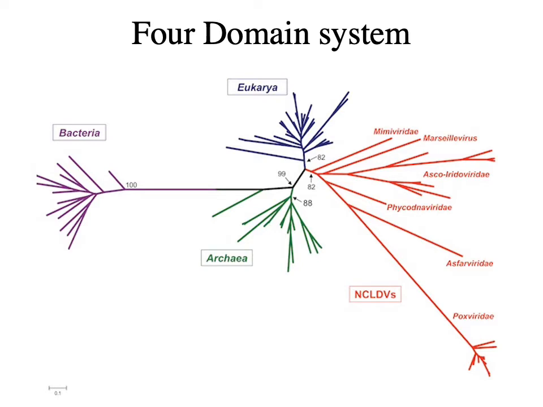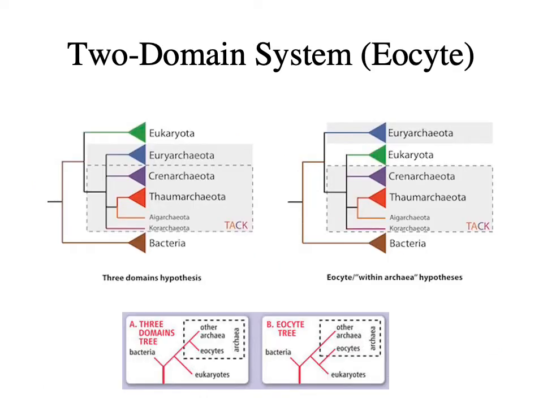This is the 4-domain system: bacteria, eukarya, archaea, and then the offshoot of the viruses in red. And again, they all have branches within the domain. This is that 2-domain system. You have archaea and bacteria, and the eukaryotes are grouped into archaea.